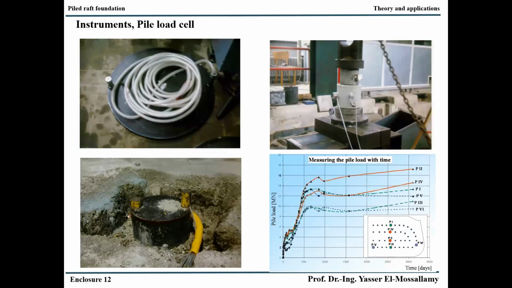This is the pile load cell at the pile head. It is not more than two steel plates connected to each other and filled with oil, and we can measure the oil pressure by transducer, and we make calibration in the lab. Therefore, when we measure a certain pressure of the oil, we can translate it directly to load on the piles, and this load cell covers the whole head of the piles. Therefore, we can measure the load during the construction and after the construction. And these are the measurements of these load cells at 6 piles in this project.